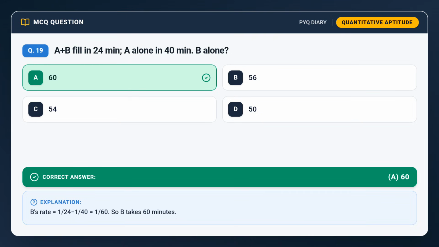60. To find B's work rate, subtract A's rate from their combined rate. So 1 by 24 minus 1 by 40 equals 1 by 60. Therefore, B alone takes 60 minutes to fill the tank.